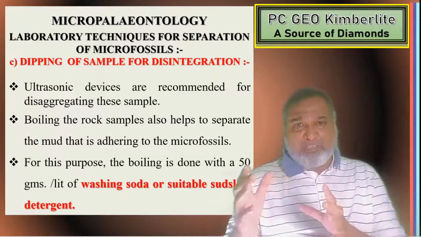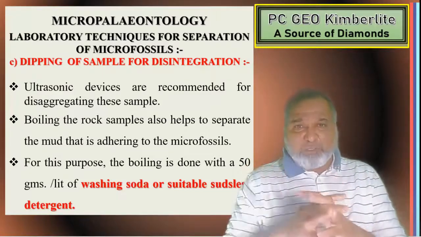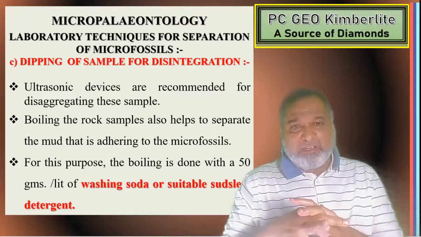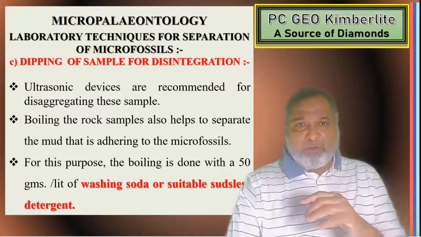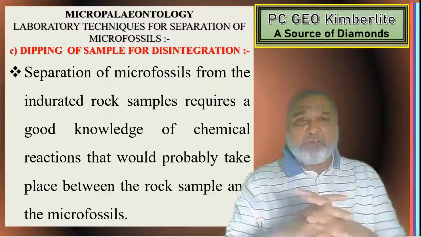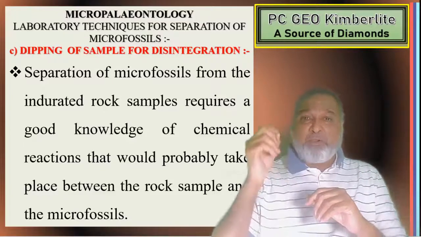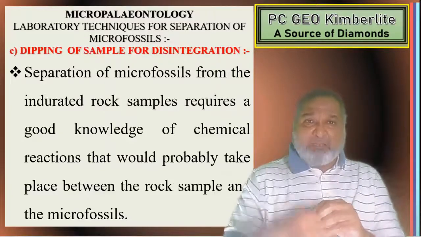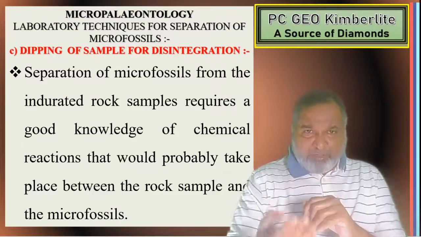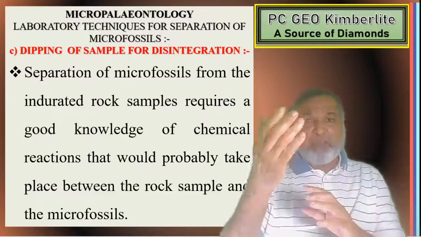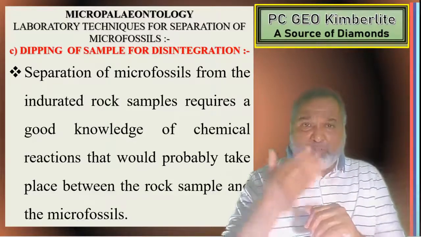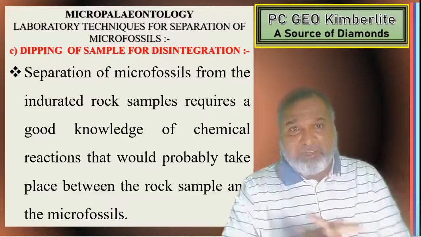Boiling is done with 50 grams per liter of washing soda or a suitable detergent that will not cause chemical wear and tear of the sample. Separation of microfossils from the indurated rock sample requires good knowledge of chemical reactions. You must know the chemical composition of the matrix or rock, the nature of the microfossil, and what chemical we want to use for the disintegration. That is very important.